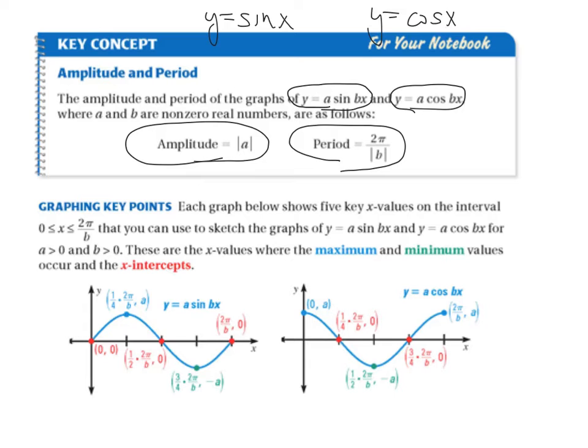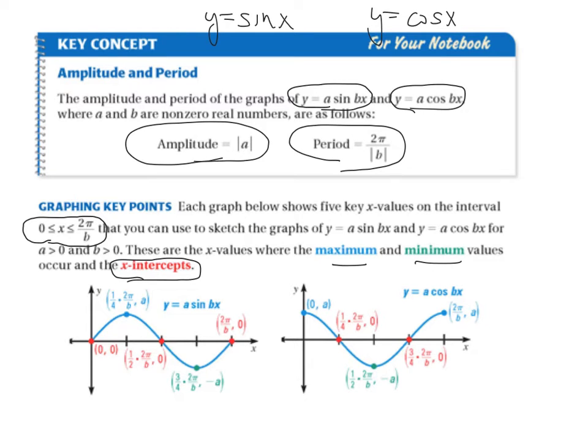So when we graph our functions, we really graph key points and then draw a curve through them. Each graph below shows 5 key x values on the interval between 0 and 2 pi over b. That would be one period that you can use to sketch the graphs y equals a sine bx and y equals a cosine bx for a greater than 0 and b greater than 0. These are the x values where the maximum and minimum values occur and the x-intercepts. So this is what we're graphing, right?